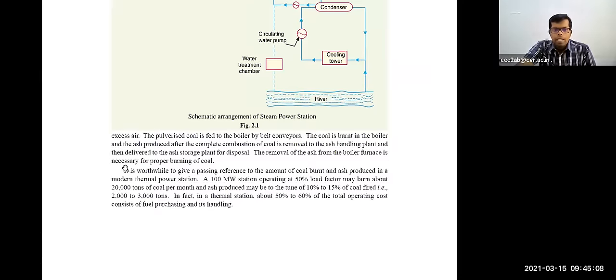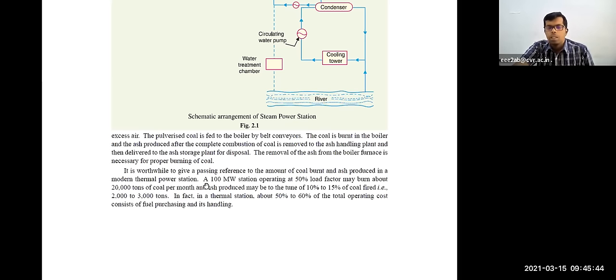Okay, so if you see here, a 100 megawatt station operating at 50% load factor, and I will tell you about load factor, may burn about 20,000 tons of coal per month. Imagine it is 1,000 megawatts. So it is increasing about 10 times, which means around 2 lakh tons of coal per month.